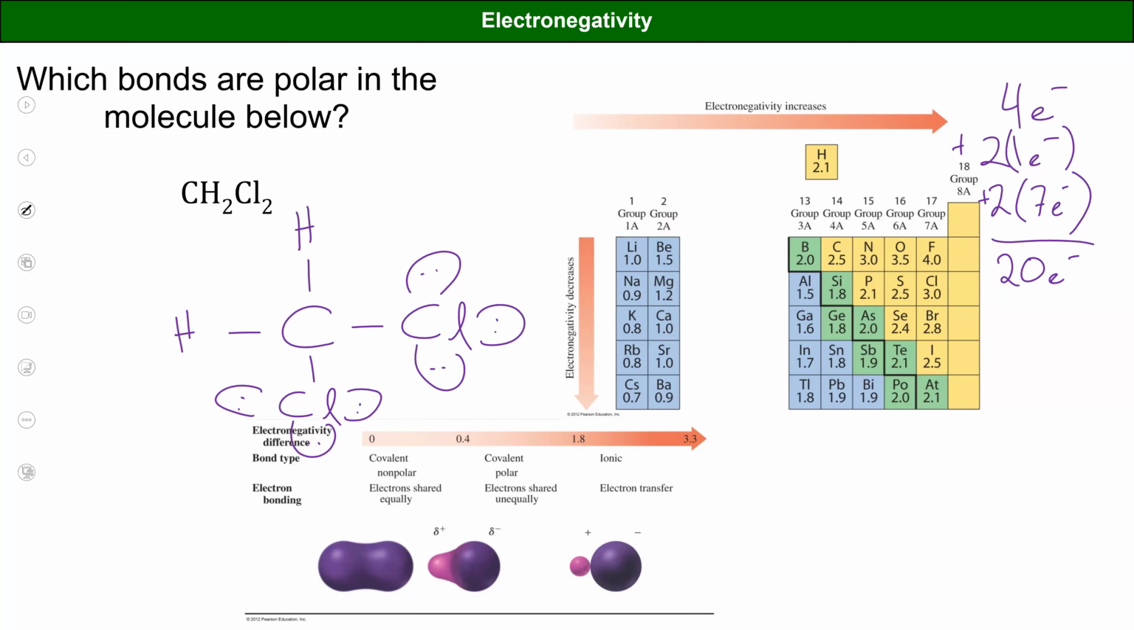We draw 4 bonds: carbon to hydrogen, carbon to hydrogen, carbon to chlorine, carbon to chlorine. That used 8 electrons. Carbon's now got a full valence already. Hydrogens are satisfied. We have 12 electrons left. Each of the chlorines still needed another 6. 2 times 6 is 12. So when we divvy up all of our electrons and satisfy the chlorines, we've used 20 electrons total, and everything has a full valence. So we're good.